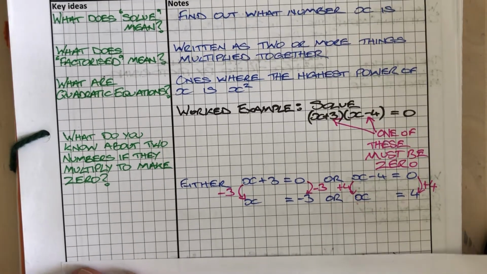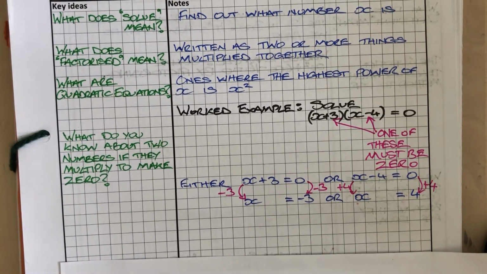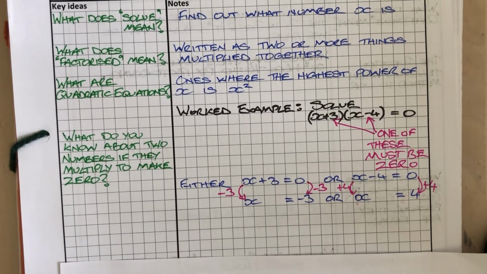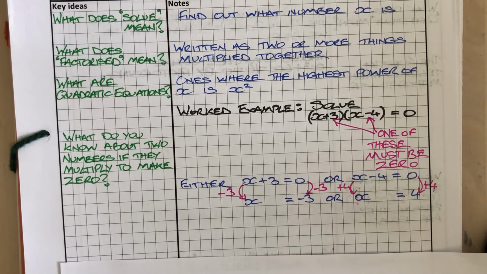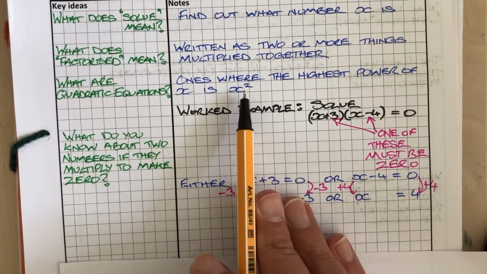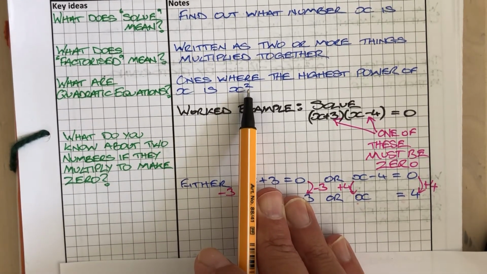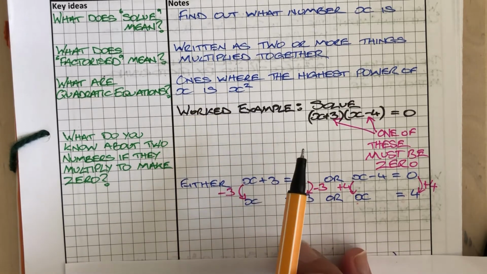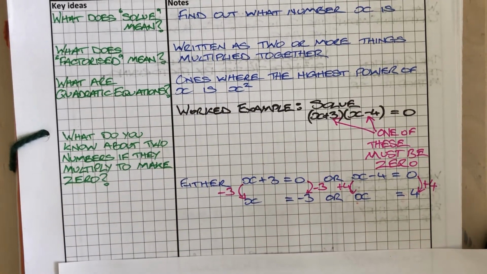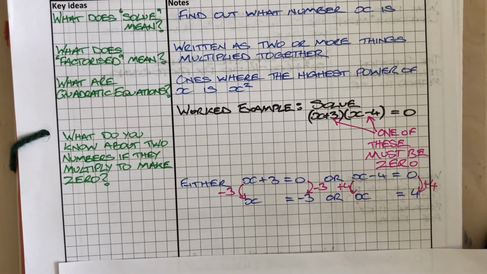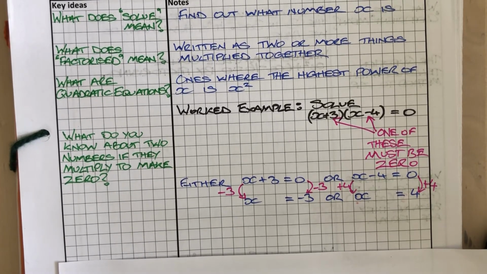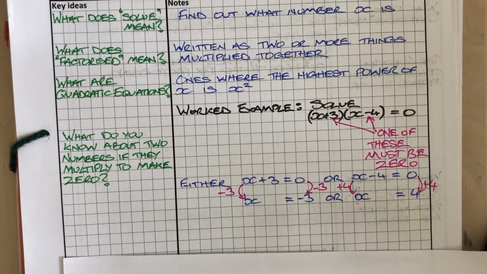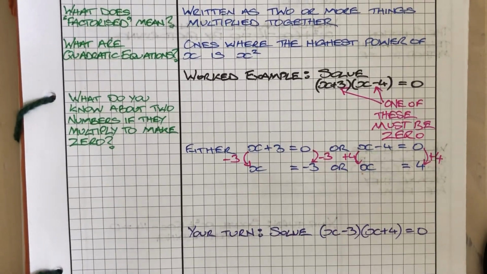Notice I've got two solutions, two answers. We would expect that with a quadratic equation. So when we have x squared, power of 2 here, we're going to expect two solutions. We won't always get two solutions, but normally we would expect there to be two solutions. Okay, slightly different to with linear equations. All right, have a go at this one.